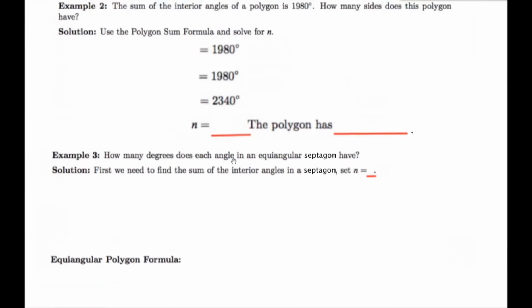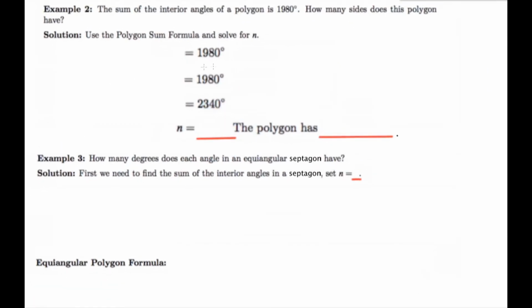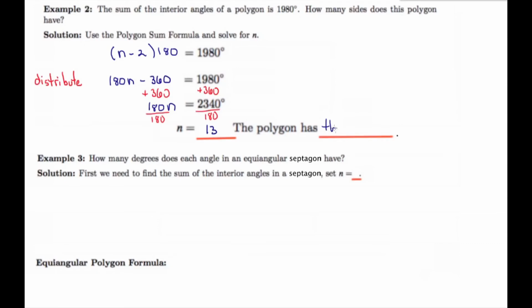Example 2, the sum of the interior angles of a polygon is 1,980 degrees. How many sides does the polygon have? So if we use the equation n minus 2 times 180 and set it equal to 1,980, we can solve for n. So the first step here is I'm going to distribute the 180, and then I can add 360 to both sides, and I get 180n equals 2,340. Divide both sides by 180, and I get 13. So this polygon has 13 sides.